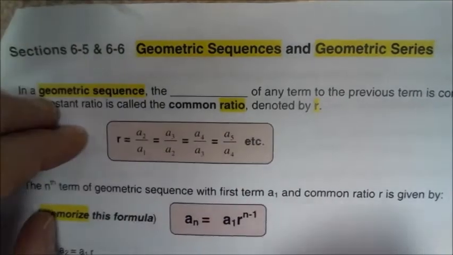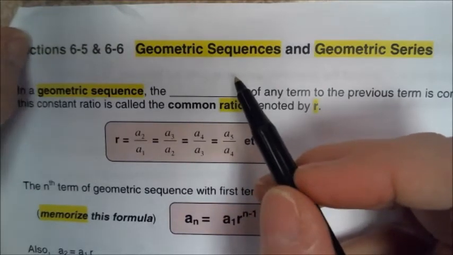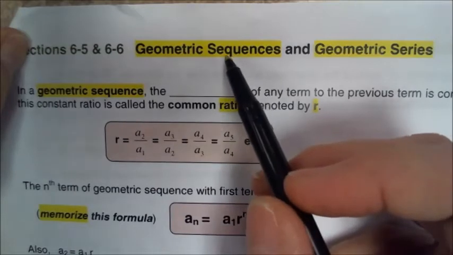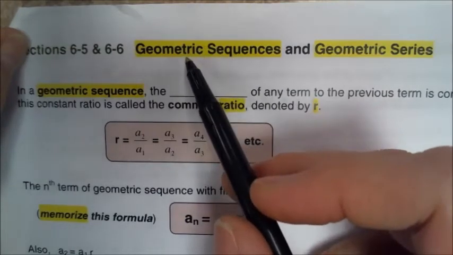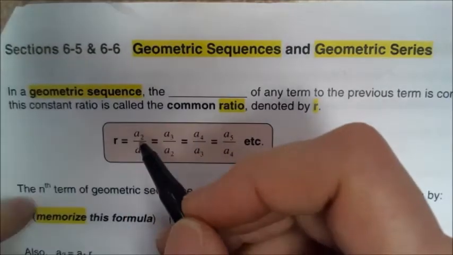Hello. Today we're going to continue talking about sequences. There's another type of sequence we're going to look at today. This one is called a geometric sequence, as opposed to the other kind that we've been doing, which were arithmetic sequences. Well, geometric sequences are a little bit different.